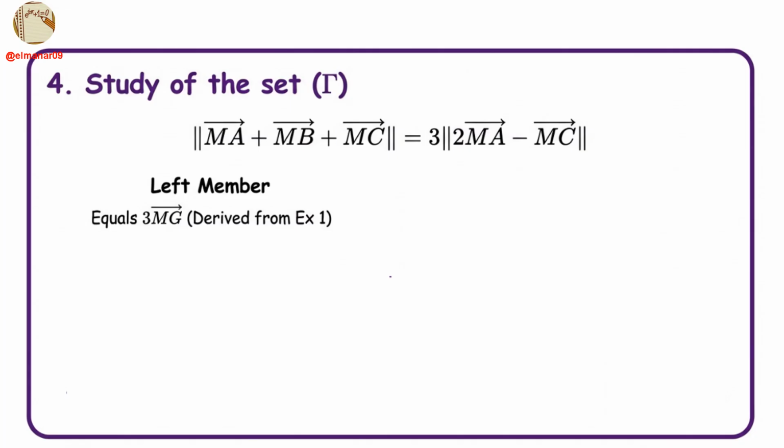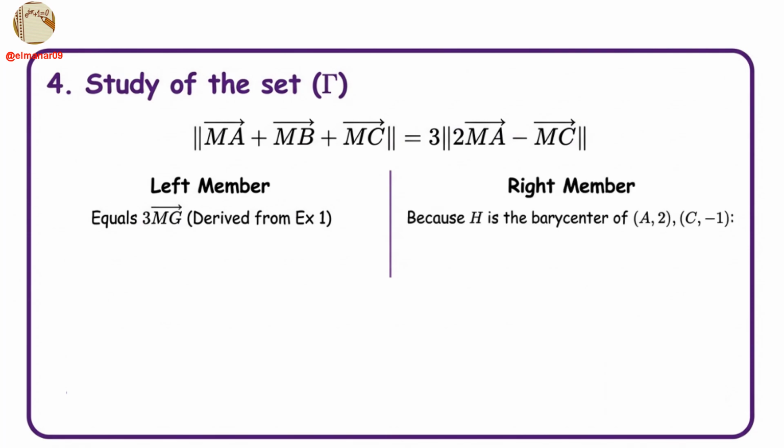Now, let's turn to the right-hand side. Here, we introduce a new strategic point. Let's call it H. This point H is defined as the barycenter of the weighted points with coefficients 2 and -1. Why is this brilliant? Because by using the fundamental property, the combination 2MA minus MC becomes equal to 1 times MH, which simply gives us MH. Don't forget the coefficient 3 multiplying the whole expression.